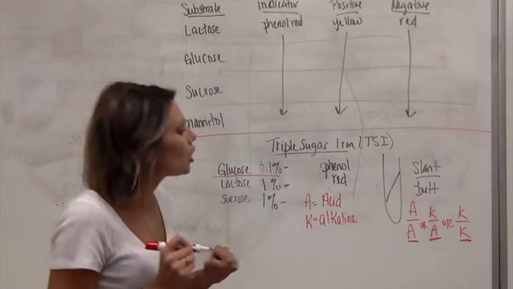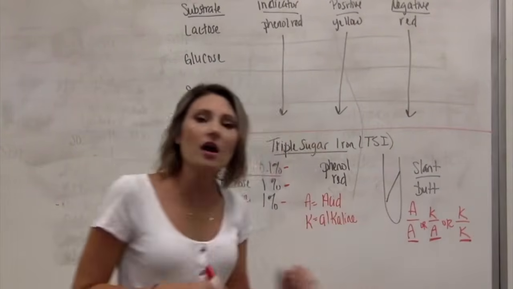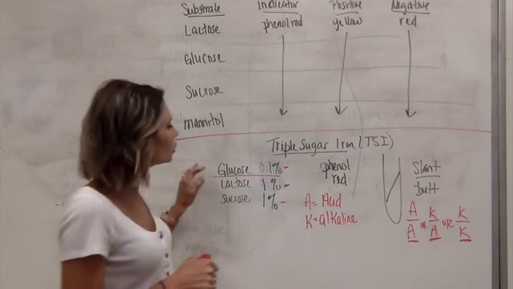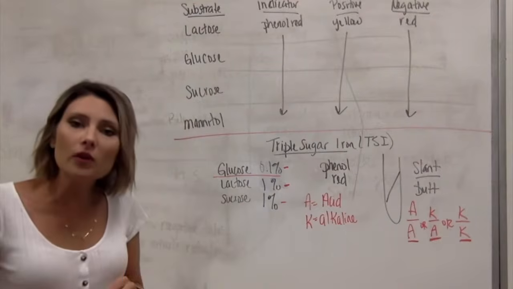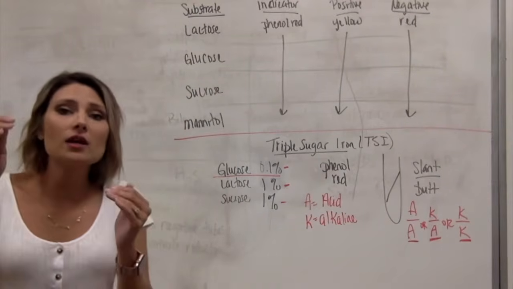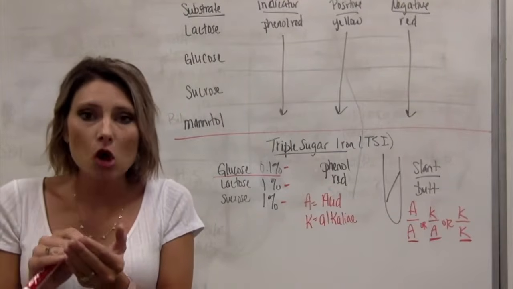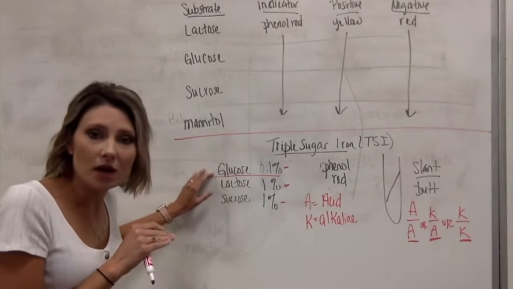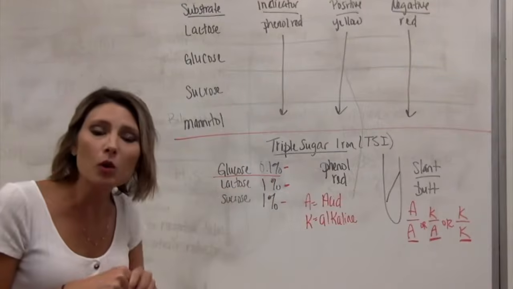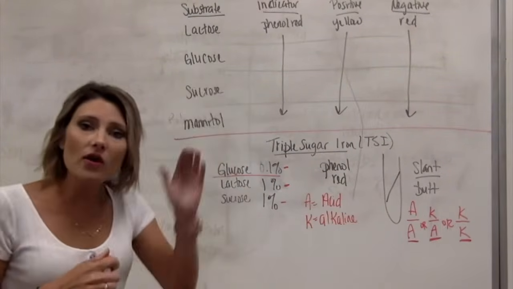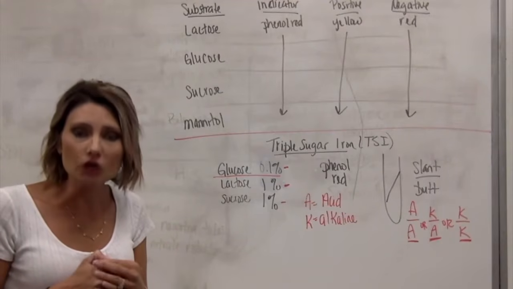0.1. So, if only the butt of the tube has turned yellow, then that tells us that glucose was the only one that was fermented because only a small amount of acid has been produced. A small amount, we're dealing with a monosaccharide, and it's only at 0.1%. So only a small amount has been produced, so only the half of the tube turns yellow.